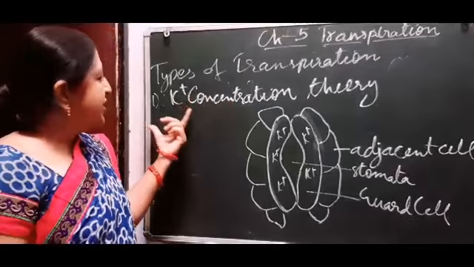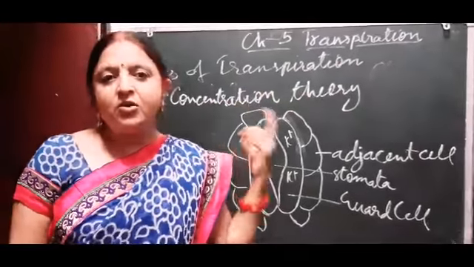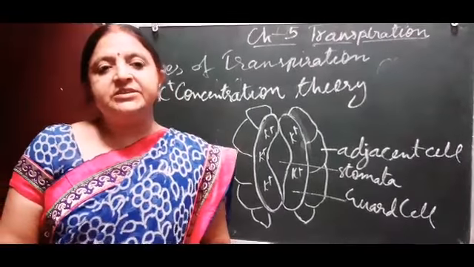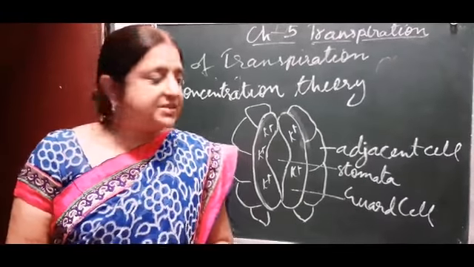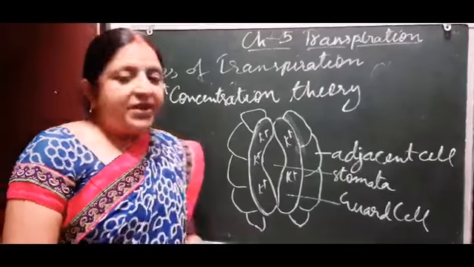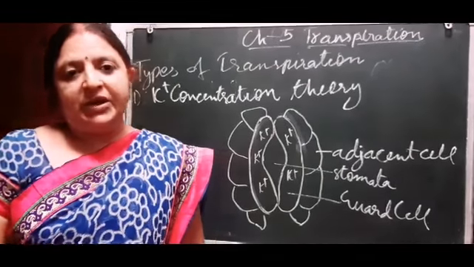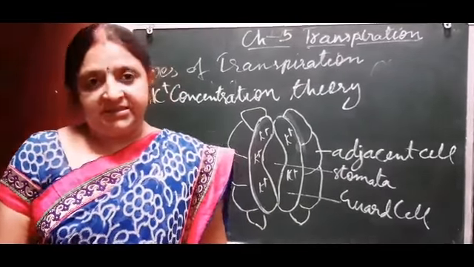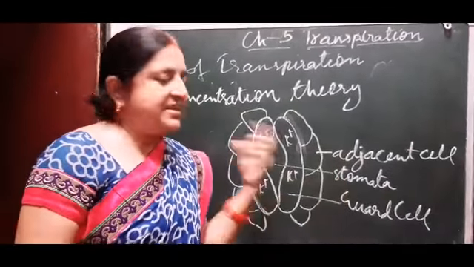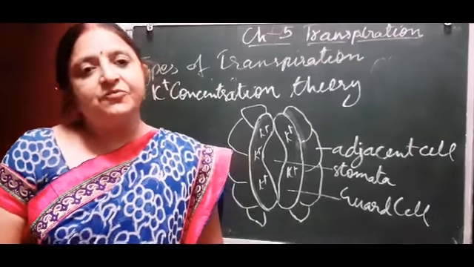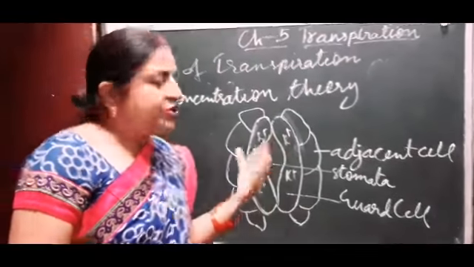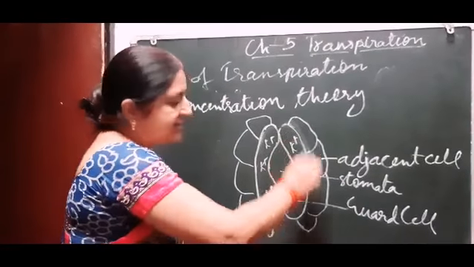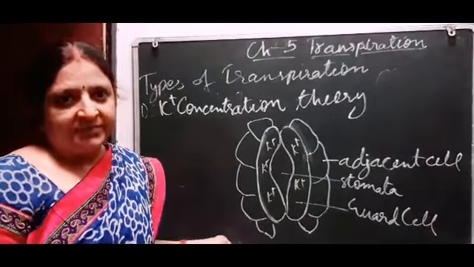This is the potassium concentration theory. How because of the potassium concentration stomatal transpiration takes place. Now when a green plant is exposed to light, the guard cells accumulate potassium ions from their adjacent cells due to the process of photosynthesis, and these potassium ions make the cell sap of the guard cell hypertonic.